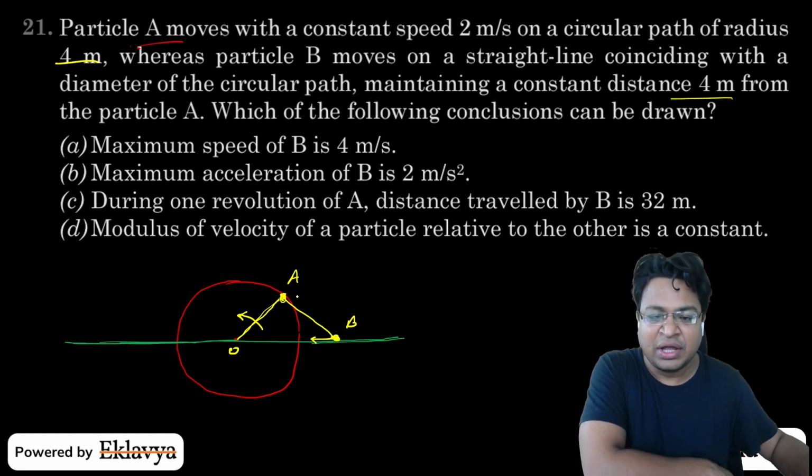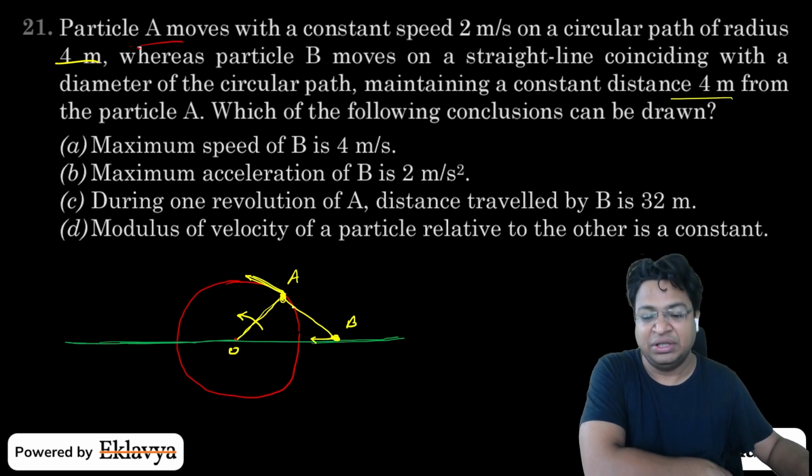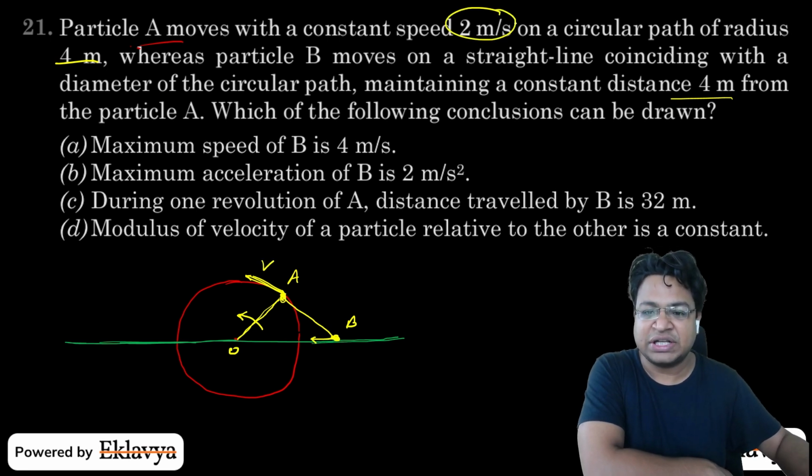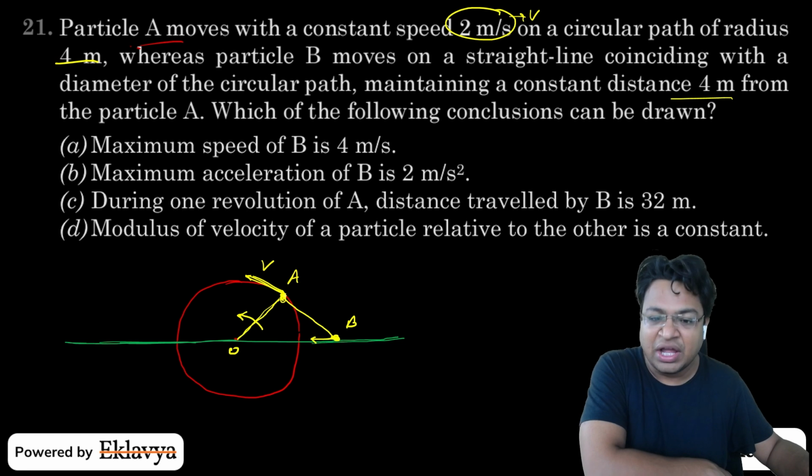Like, of course, A will have a velocity in the tangential direction, and also keep in mind that this tangential direction is not along AB. In the figure that I've drawn right now, it may appear as if the velocity of A, let's call this V, is along AB, and you may get confused. But that's not the case. V will be along the tangent, and AB will be in a different direction, except for some specific instant.